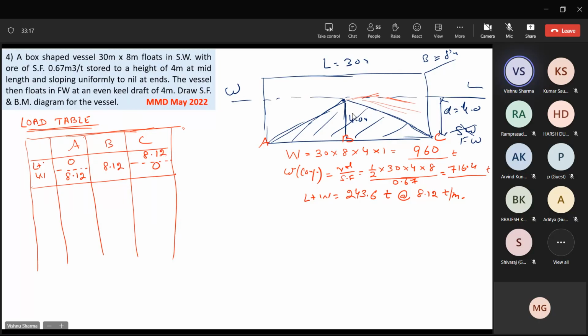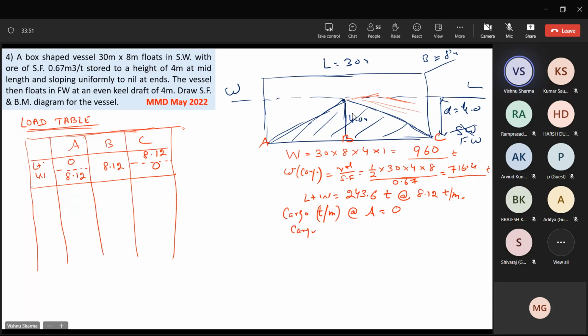Before we go there, come here also. Guys, tell me, what is the weight of the cargo in tons per meter at A? What is the height of the cargo at A, guys? 0. So if you continue the height of 0 for 1 meter, the cargo will be 0.